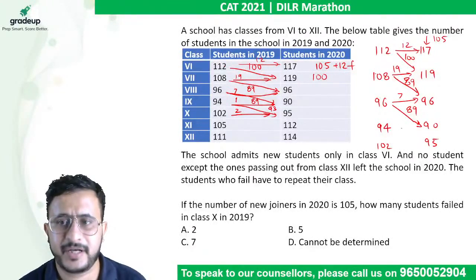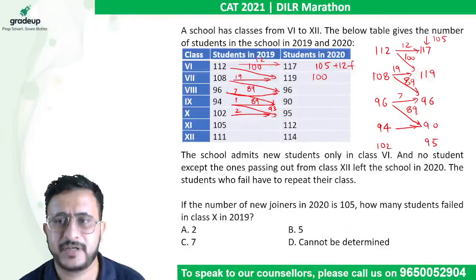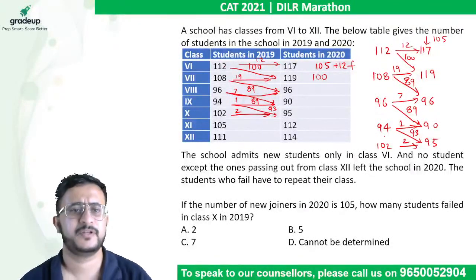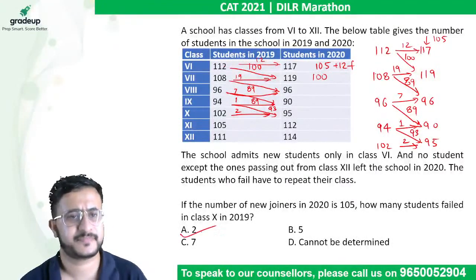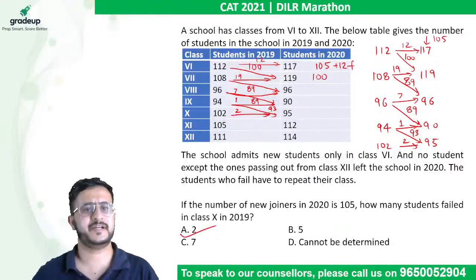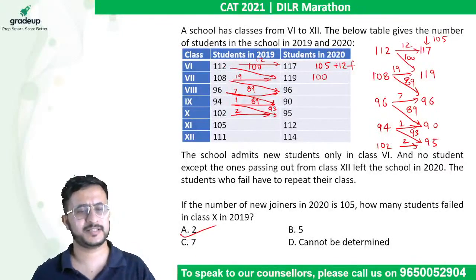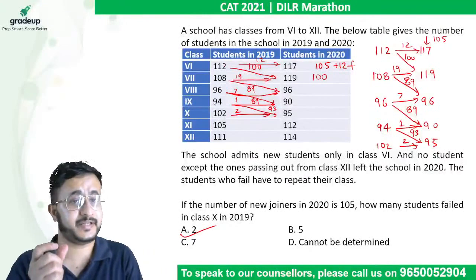Okay, now 90 people, so 89 from this, so one student must have failed. One failed, so 93 passed. 93 came from here and 2 who failed in class 10th. Is that clear? So 2 students failed in class 10th. Did you understand this? So this is how you will find the number of students.